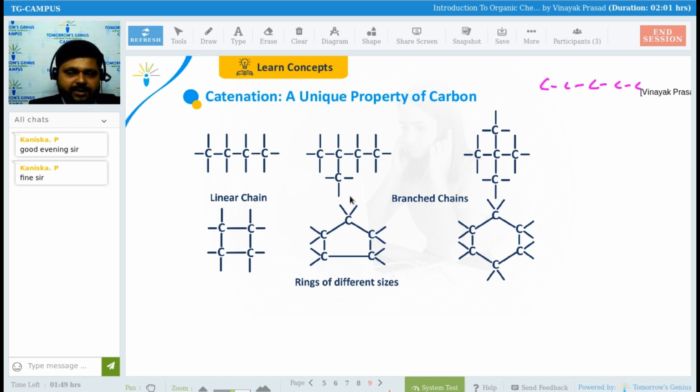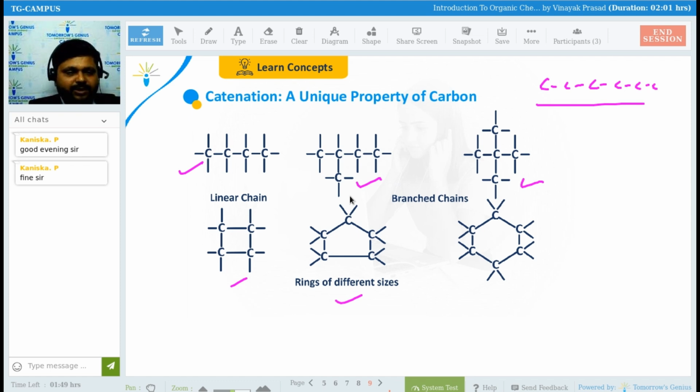Like joining the carbon, you can say. Carbon can join so many carbons and form a long carbon chain, and it can even form a branch chain as well, right? So many compounds of carbon we can see. This is one straight chain. You can see here a branch chain. This is also a branch chain. Linear chain, we can also see rings of different sizes in the catenation property, right?